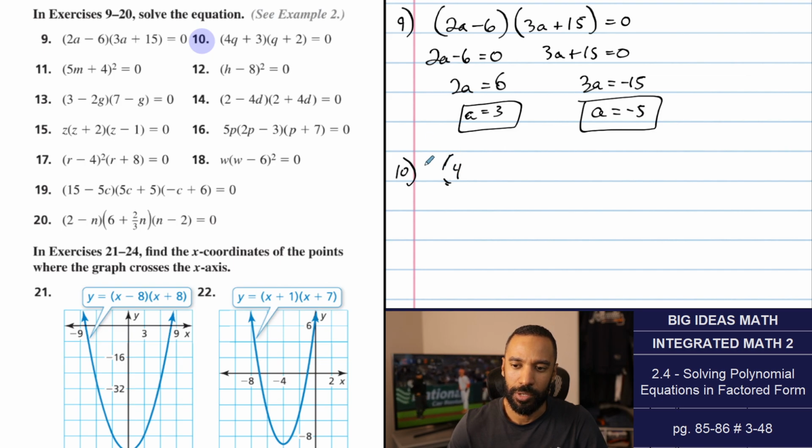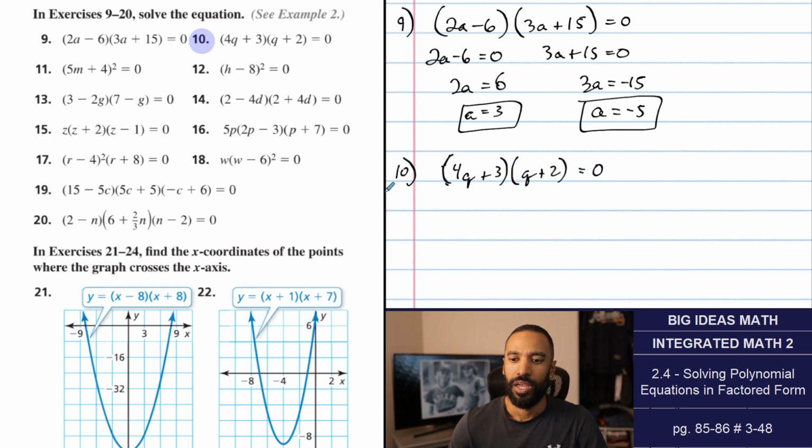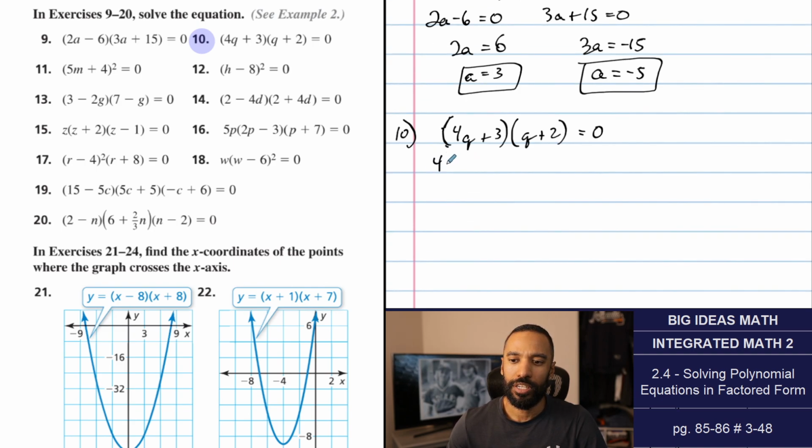Number 10, we have 4q plus 3 times q plus 2 equals 0. Okay, either 4q plus 3 equals 0, or would you guys know what this would have to be? This one would have to be q equals negative 2.